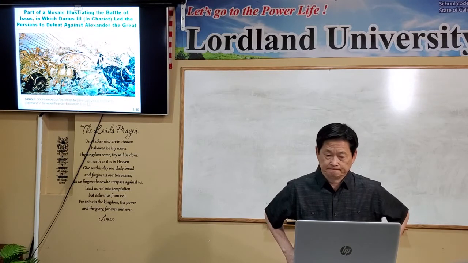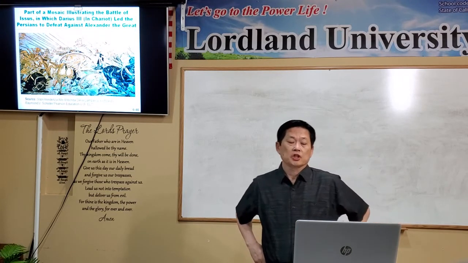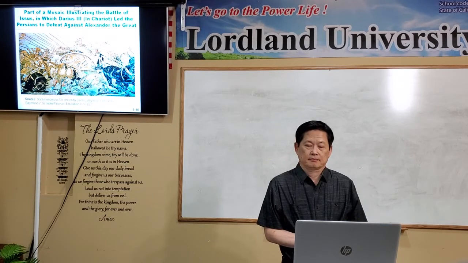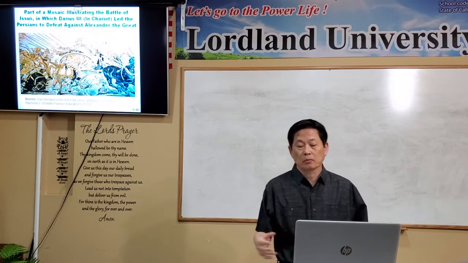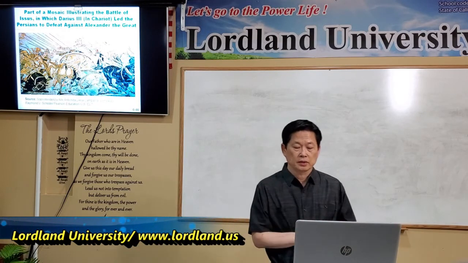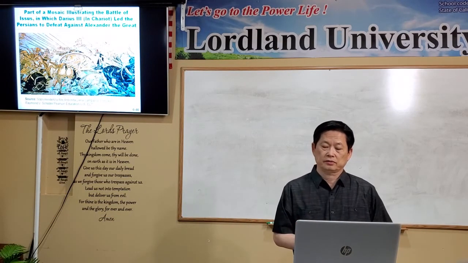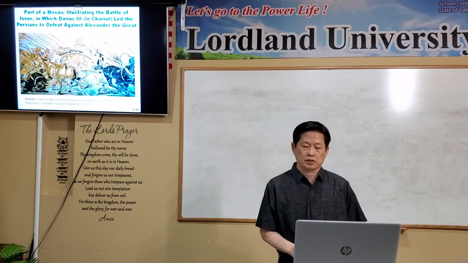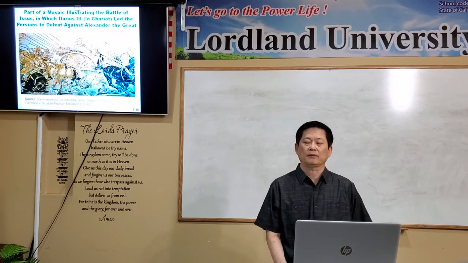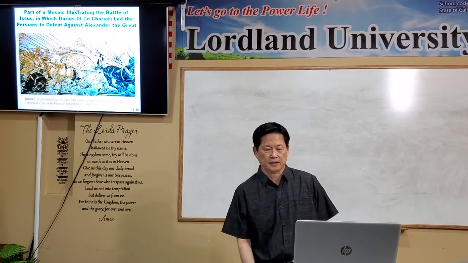Okay, this picture, this map shows part of a mosaic picture. This mosaic picture illustrates the Battle of Issus. At the Battle of Issus, Darius III served in his chariot with the Persian soldiers in order to fight against Alexander the Great. However, Darius suffered defeat. Okay?